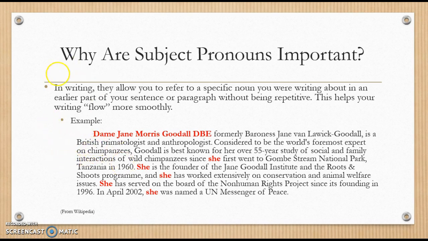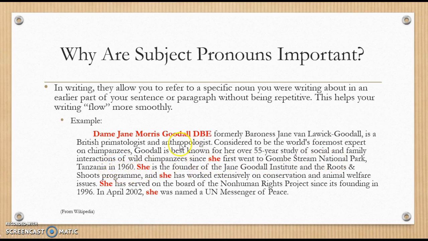So if we take a look at this little paragraph, which is taken from the Wikipedia for Jane Goodall, we can read right here, "Dame Jane Morris Goodall, DBE, formerly Baroness Jane Van Lawick Goodall, is a British primatologist and anthropologist. Considered to be the world's foremost expert on chimpanzees, Goodall is best known for her over 55-year study of social and family interactions of wild chimpanzees since she first went to Gombe Stream National Park, Tanzania in 1960."